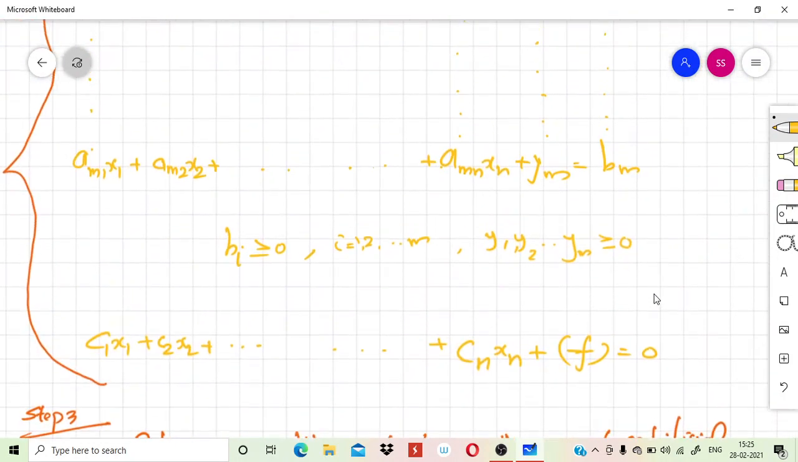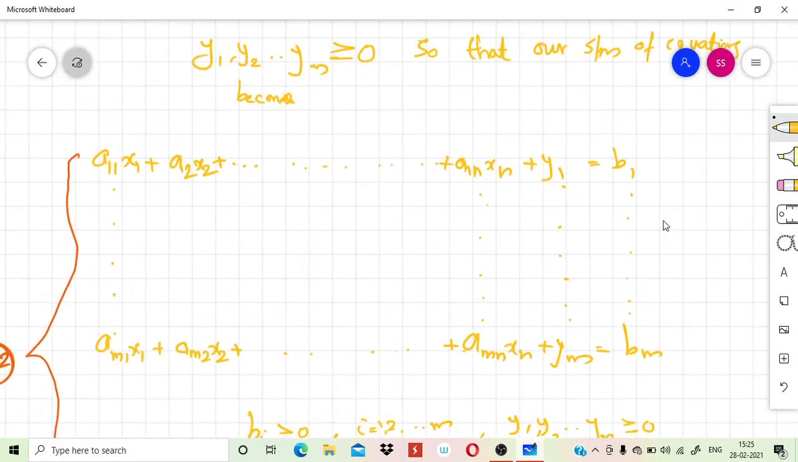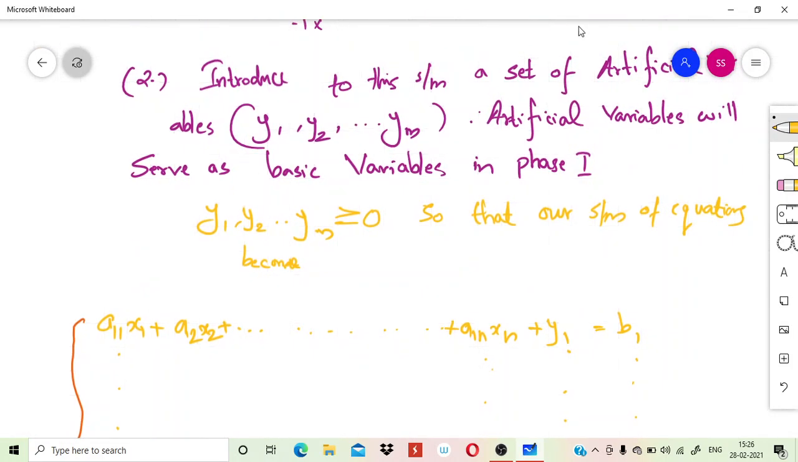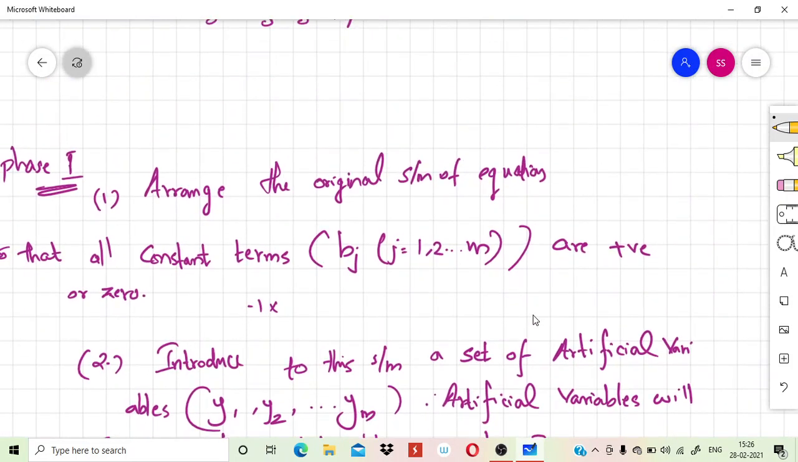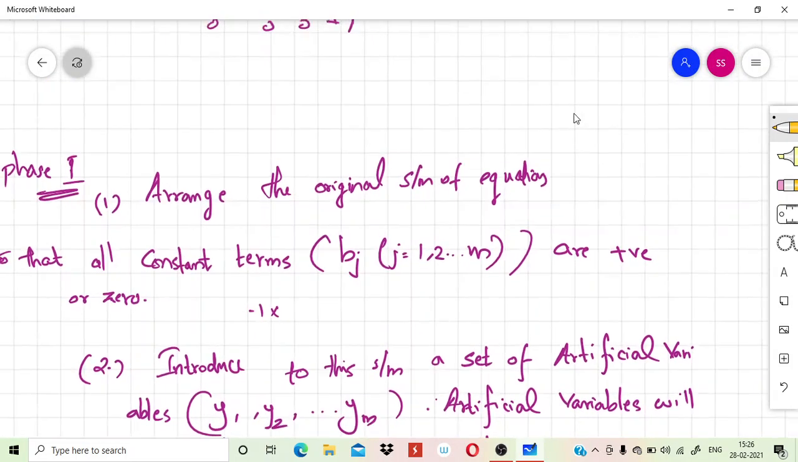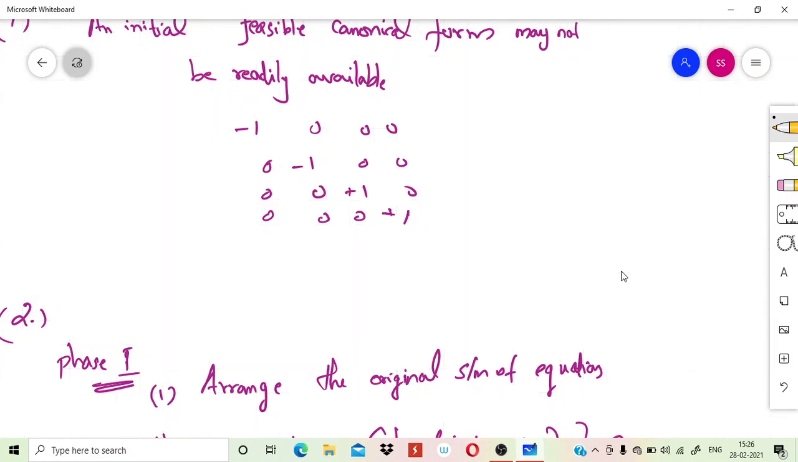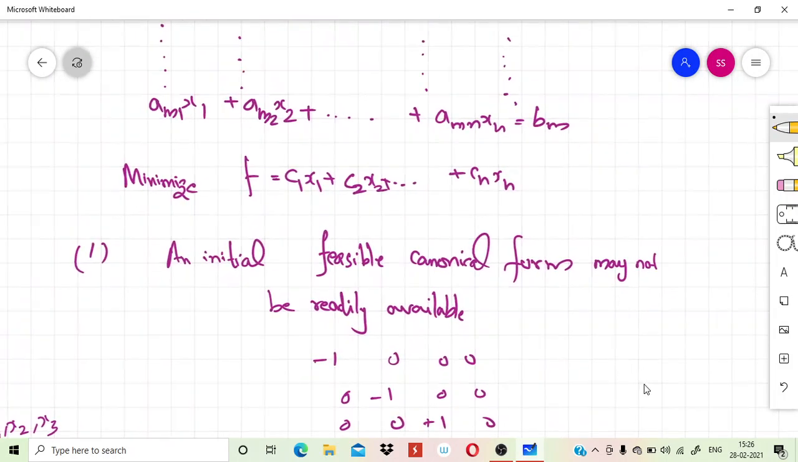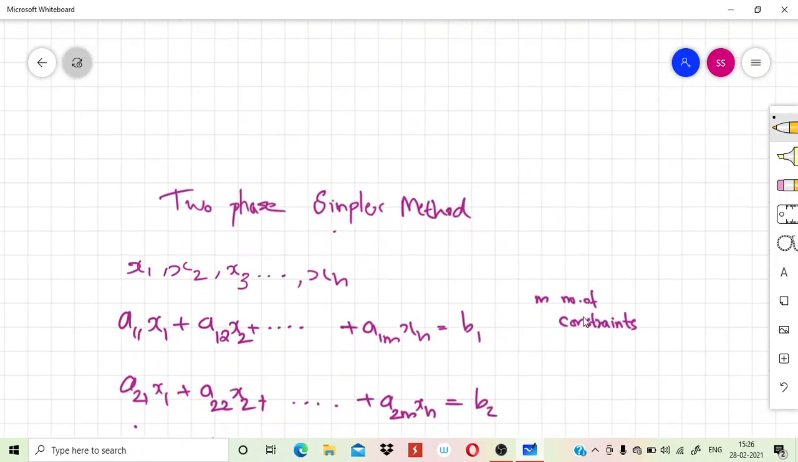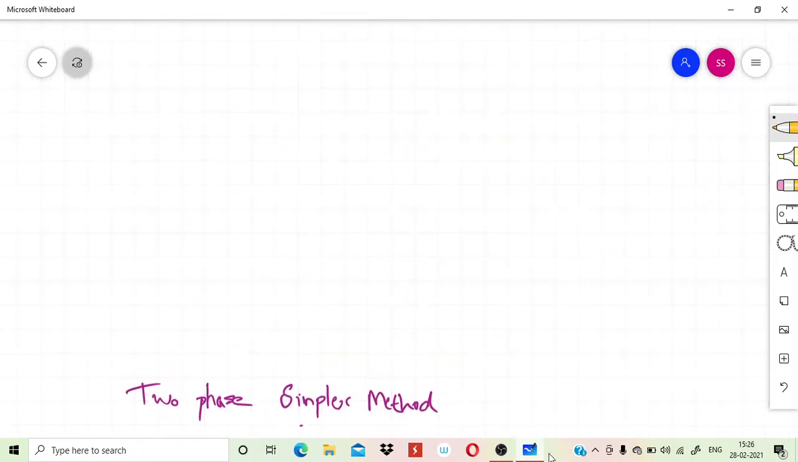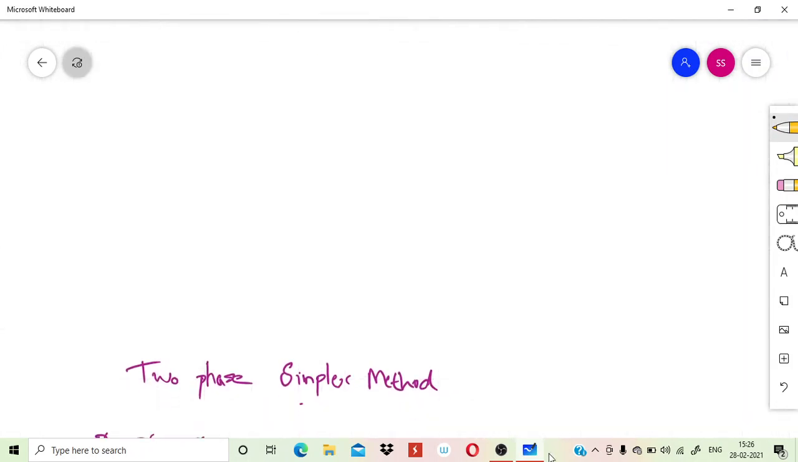So why we have introduced the two-phase simplex method is some disadvantages are associated with our previous method, that is simplex method. So that is why we go for the two phases of this simplex method, phase one and phase two, that is two-phase simplex method. And in two-phase simplex method, as its name indicates, we got two phases, phase one and phase two.